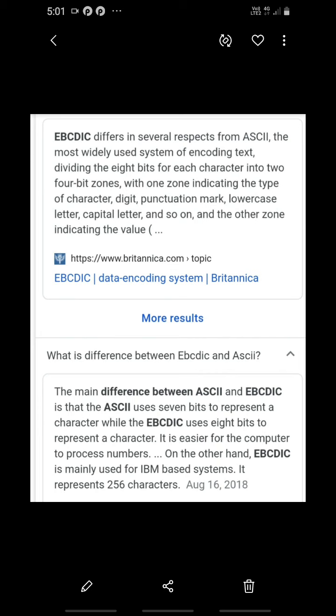EBCDIC differs in several respects from ASCII. It is a widely used system of encoding text, dividing the 8 bits for each character into two 4-bit zones, with one zone indicating the type of character, digit, punctuation mark, lowercase letter, capital letter, and so on, and the other zone indicating the value.